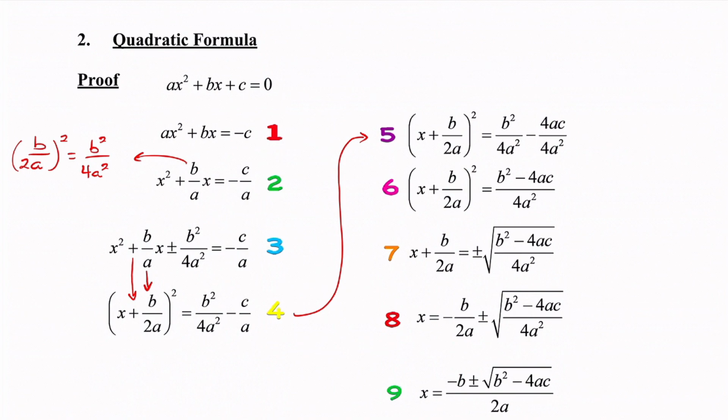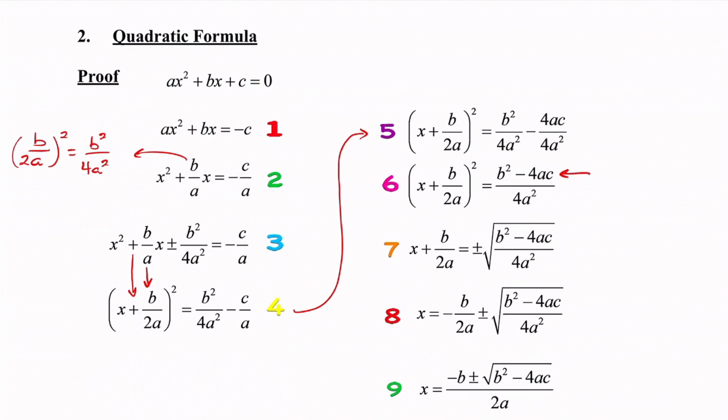But we need to put these two terms together. And in order to add those, because we've got fractions, we need to first find a common denominator. So that's what we did here. This is finding a common denominator. So they've gotten a common denominator now. Then we can add the numerators. So we're going to have b squared minus 4ac. And that's what we have in this step right here. So we've put those two terms together.